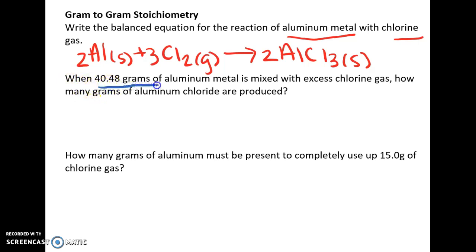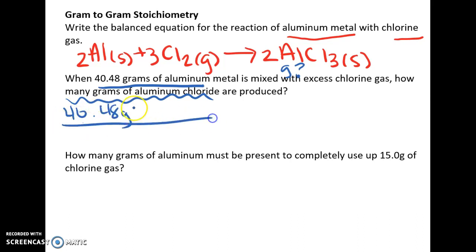When 40.48 grams of aluminum is mixed with chlorine gas, how many grams of aluminum chloride are produced? So I'm starting with grams of aluminum, and I'm wanting to figure out grams of my aluminum chloride. So I'm going to start my train tracks with that given number, and again that's of aluminum. Before I can go from aluminum to aluminum chloride, I have to get that aluminum into moles. So I first have to go from grams to moles for aluminum.